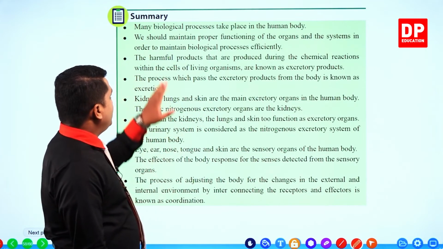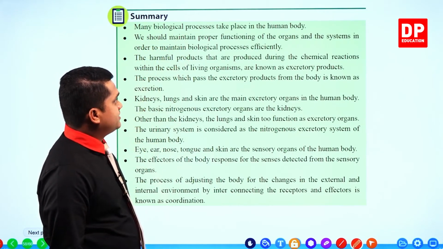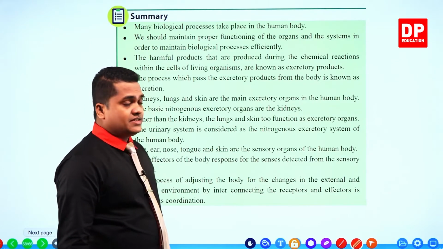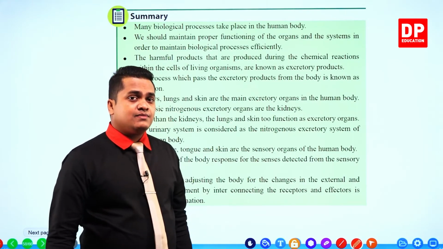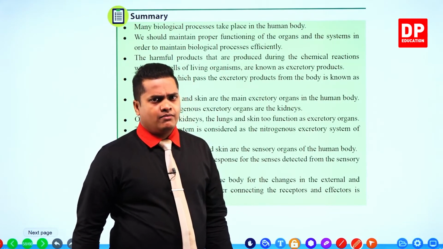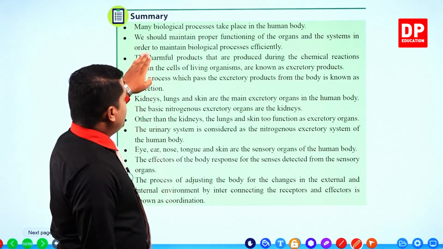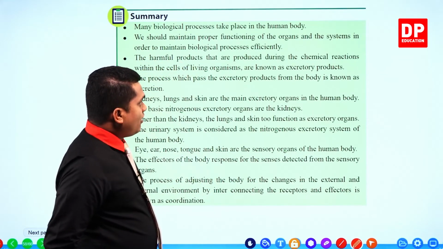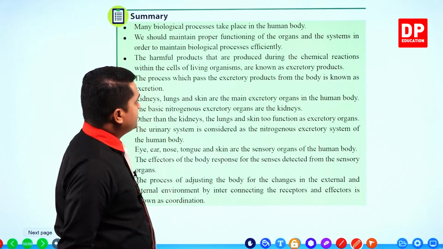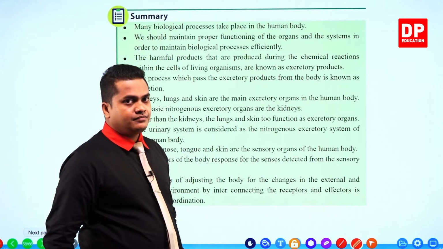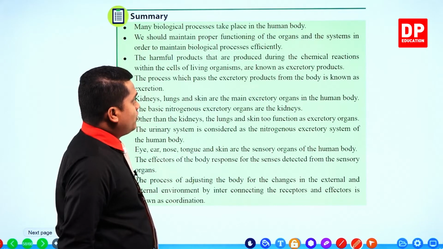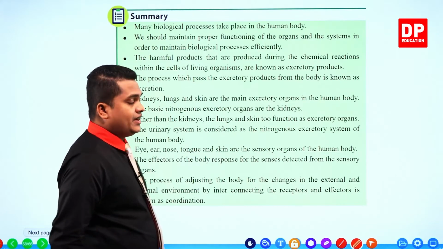First of all, we studied the biological processes. The processes that take place in the human body, we refer to as biological reactions. There are different types of biological reactions which occur within our body. We should maintain proper functioning of the organs and the systems in order to maintain biological processes efficiently, that is, proper biological reactions.